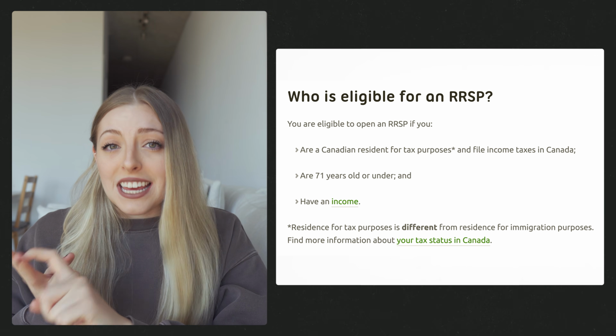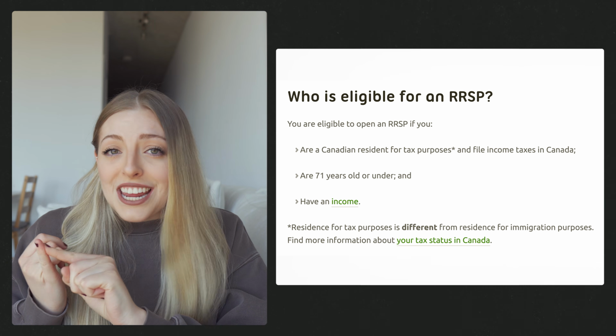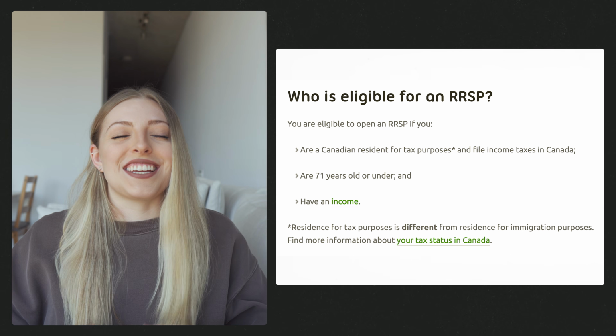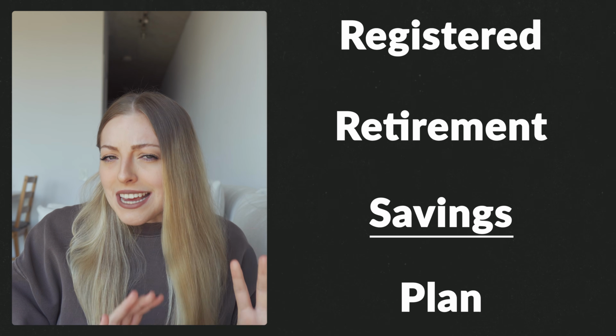Now, right off the bat, you're eligible to open up an RRSP if you're living in Canada, if you earn a Canadian income, if you filed a tax return before, and also if you're under the age of 71, because yes, there's actually an age maximum for this account. Now, similar to the TFSA in Canada, the word savings in the title is definitely a little misleading. And throughout this video, we're going to talk all about how you can use this account to invest and set yourself up for your future.